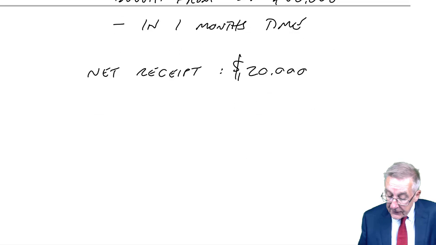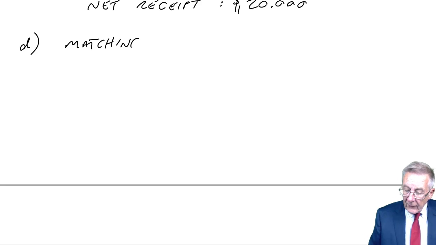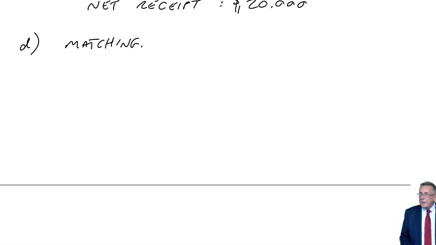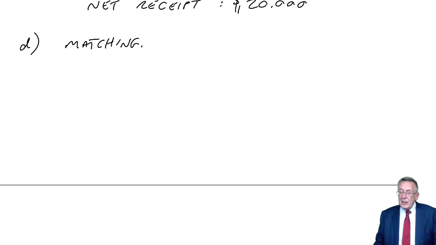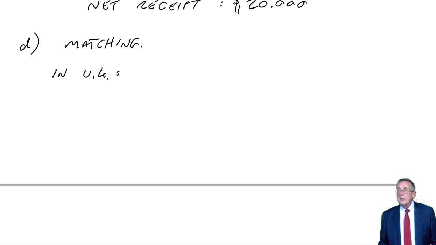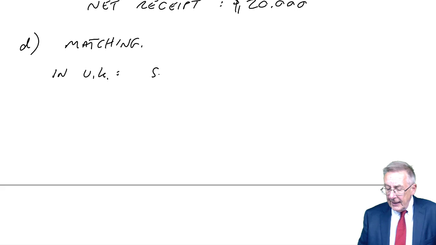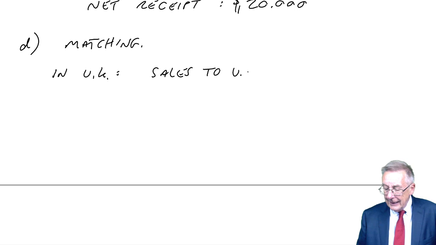Anyway, finally, these first ones, D, matching, which again is really only for discussion, and is rather different. Some people confuse it with netting, but it isn't. It's rather different, this. Just suppose I'm in the UK, and I do make some sales abroad. Well, most of mine are in the UK, but I do make some sales abroad, approximately sales to the US, let's say about 100,000 a year.